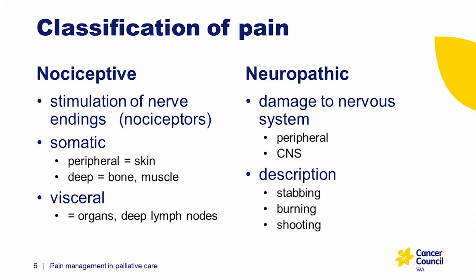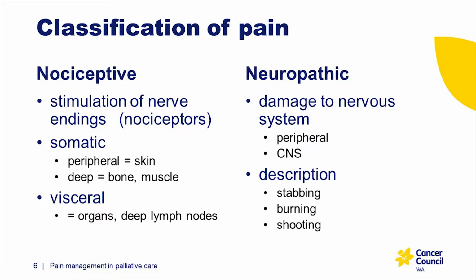We also classify pain as either being nociceptive or neuropathic. So nociceptive pain is the type of pain that is picked up at the end of your nerves and the message is sent up to your brain. So what happens is you have an injury, your nerve endings respond to that and send messages to your brain saying there is pain in this area of your body. We classify nociceptive pain into either somatic or into visceral pain.